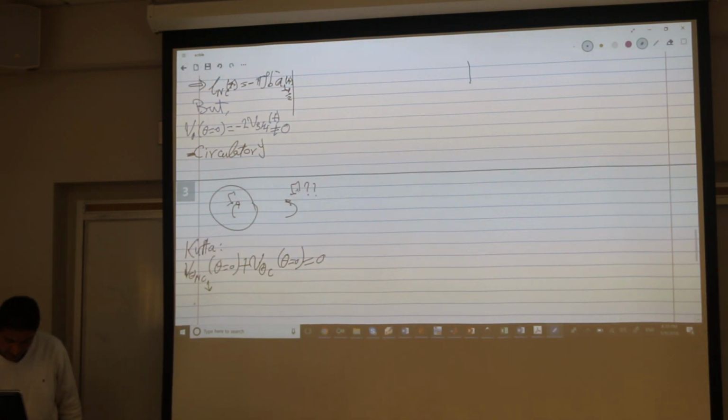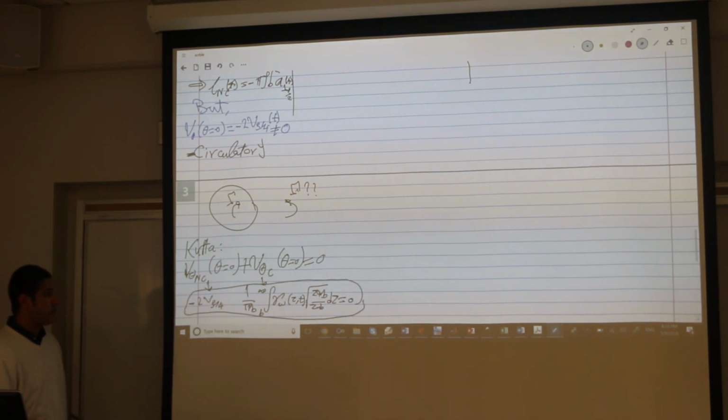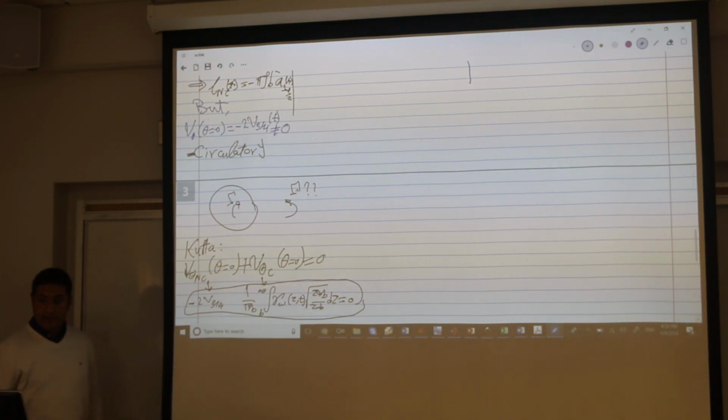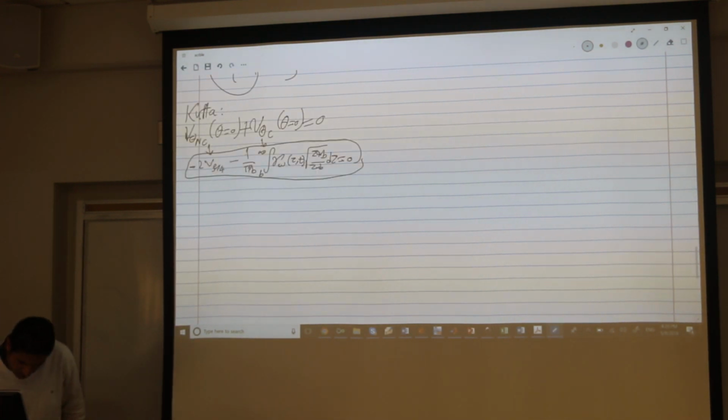This guy was the negative 2 v 3/4, and this guy was 1 over pi b integral from b to infinity gamma wake of z and t square root z plus b over z minus b dz. This is 0. This is your integral equation for wake circulation, and you can see here the integral from b to infinity. Okay? And just reminding you that there's plus here.